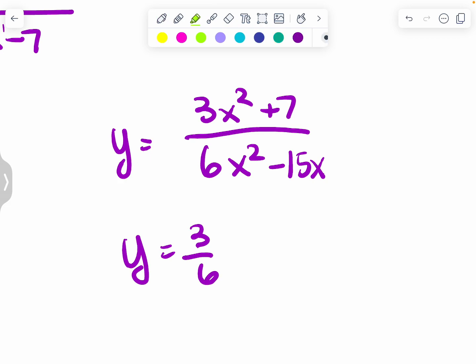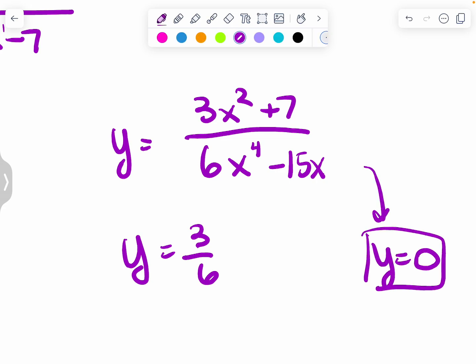I can change it slightly. If this equation was 6x to the 4th, if the exponents are not the same and the bottom one is bigger, then the bottom always wins, and your horizontal asymptote would always be 0. When it's bigger on the bottom, it's always 0. When it's equal, you look at the numbers out in front. Okay, hope that helps.